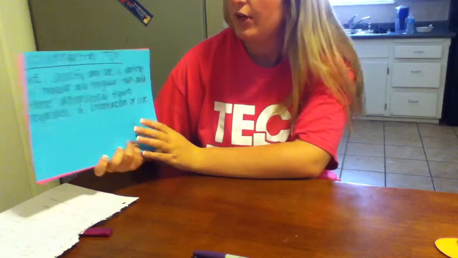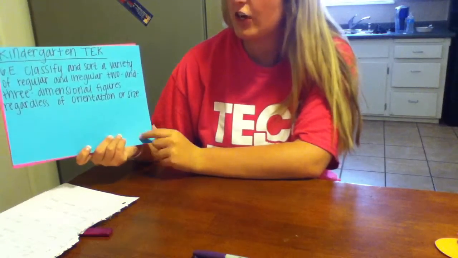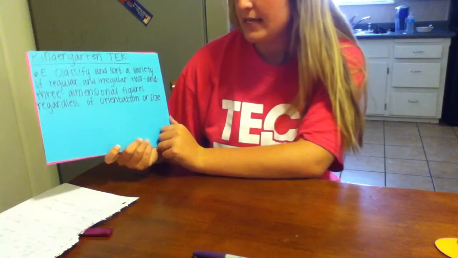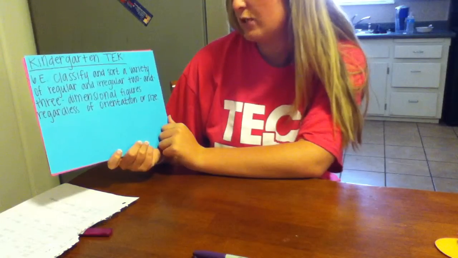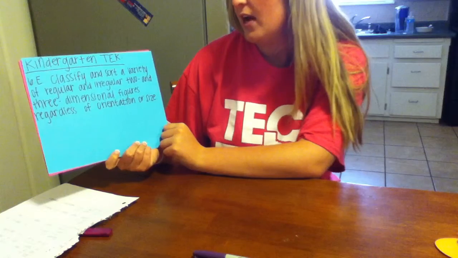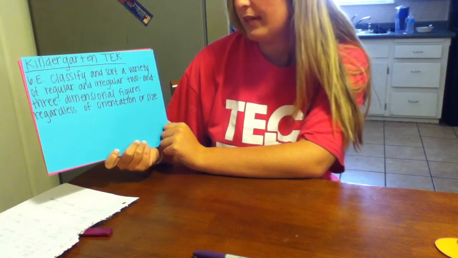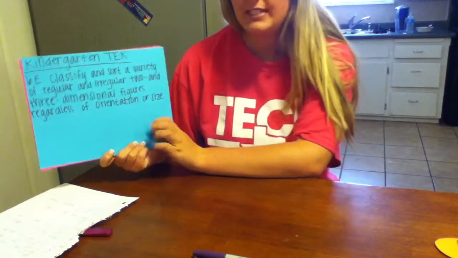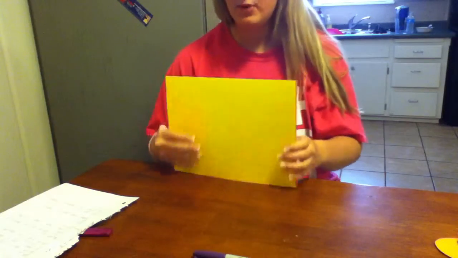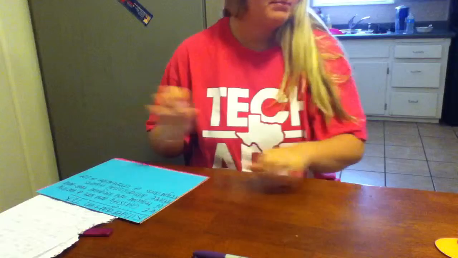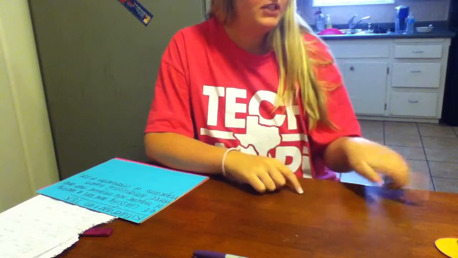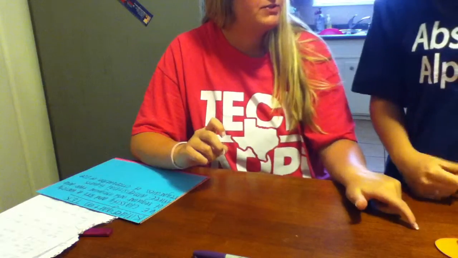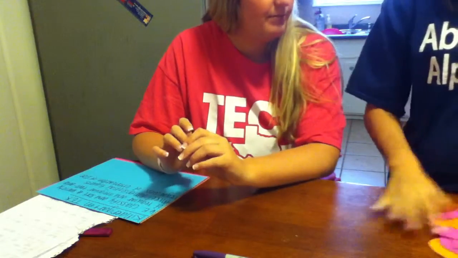So our kindergarten TEK that we are going to use for our level 0 is classify and sort a variety of regular and irregular 2- and 3-dimensional figures, regardless of the orientation or size. So now I'm going to have Jackie come sort all of these shapes that we have. Okay, Jackie, can you sort these shapes, please? Yes.